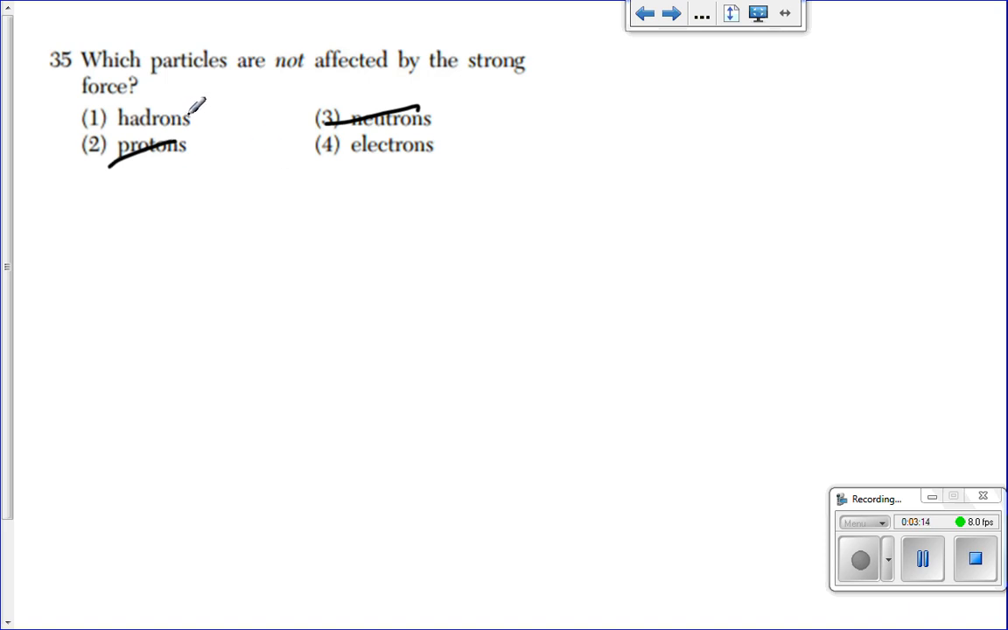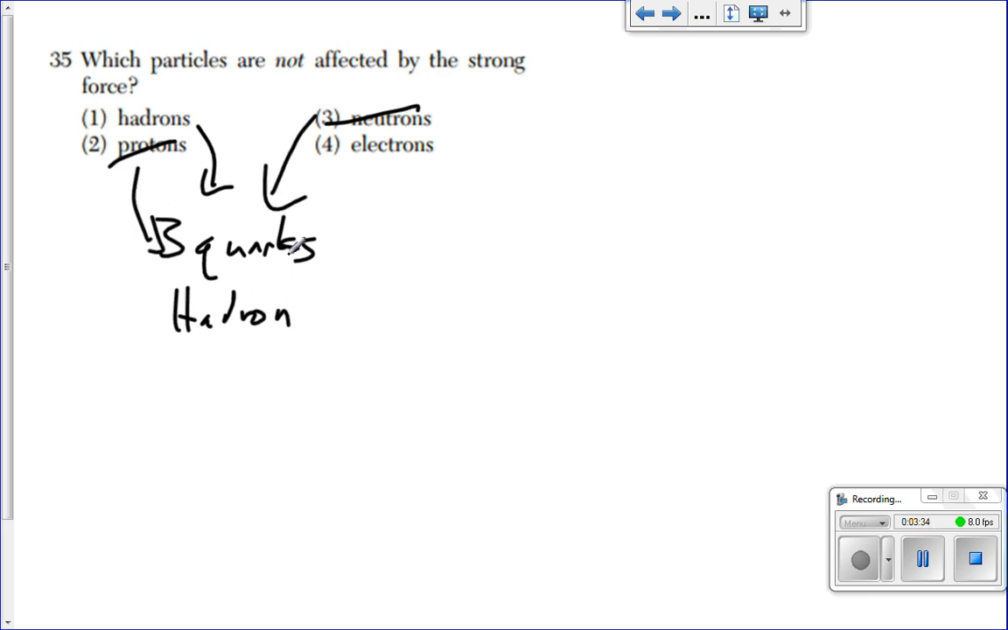So you might think, well, what's a hadron? Well, a hadron is something that is made of quarks. If you have 3 quarks, you could be a hadron. And so protons and neutrons are both hadrons. Electrons are not in the nucleus, and so electrons are not affected by the strong force either.